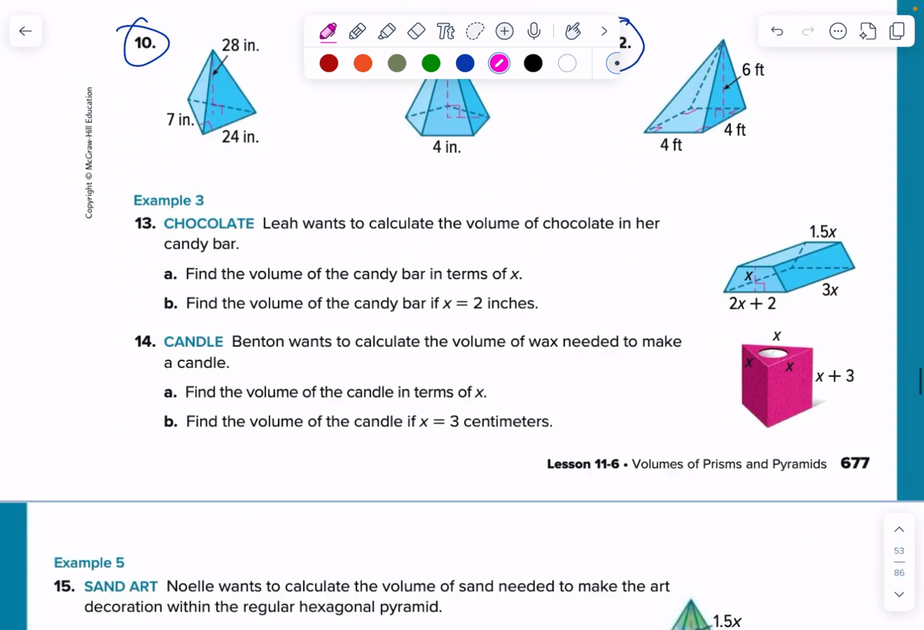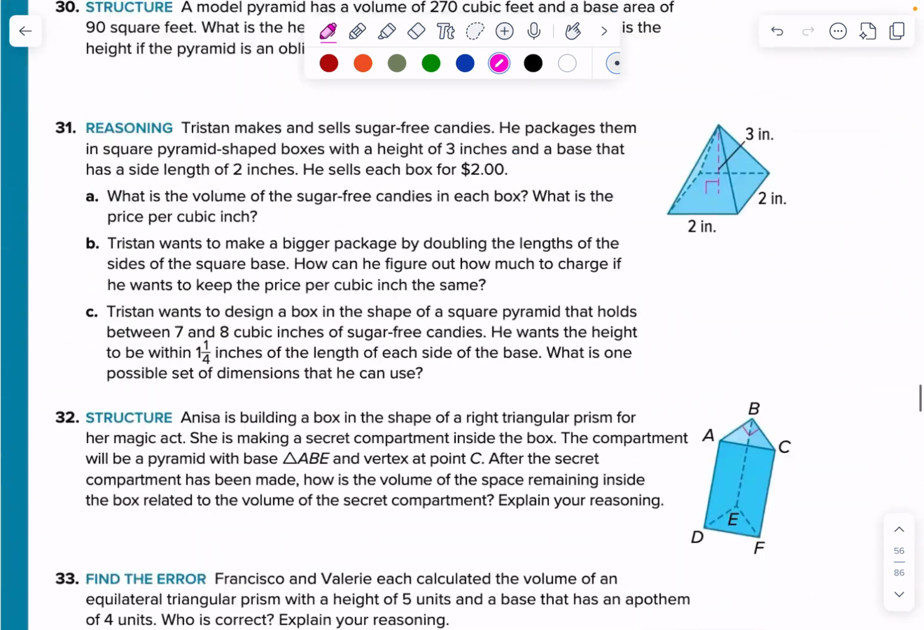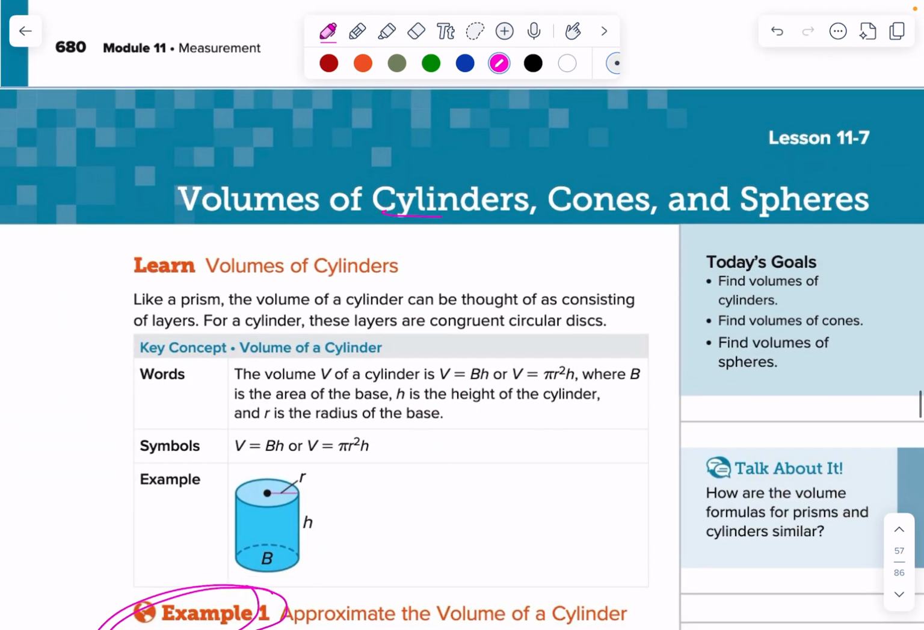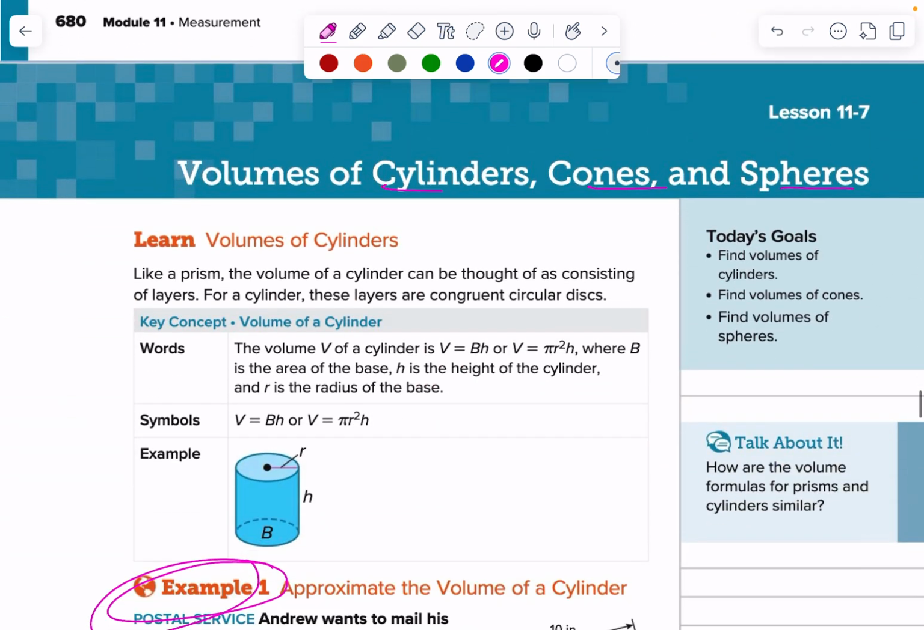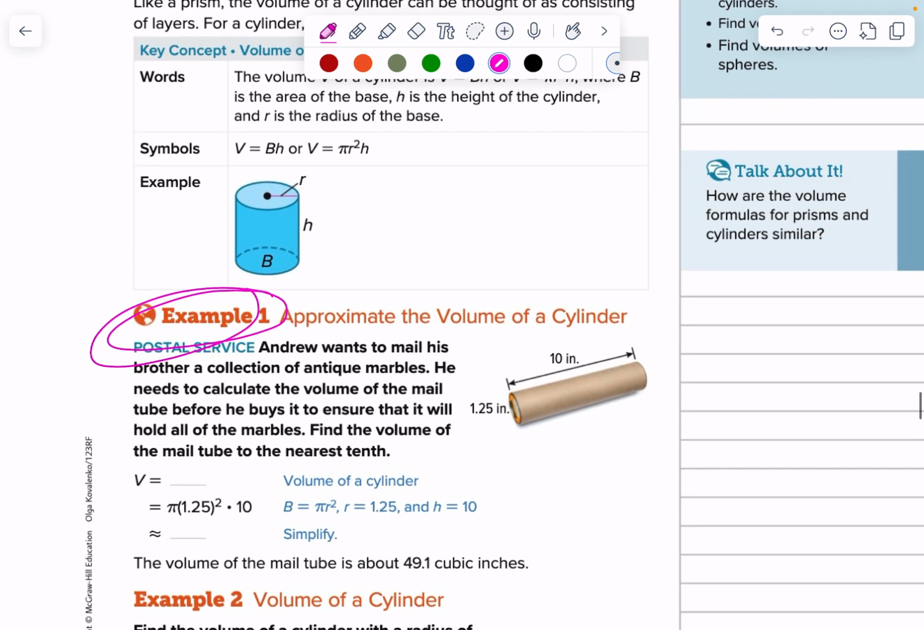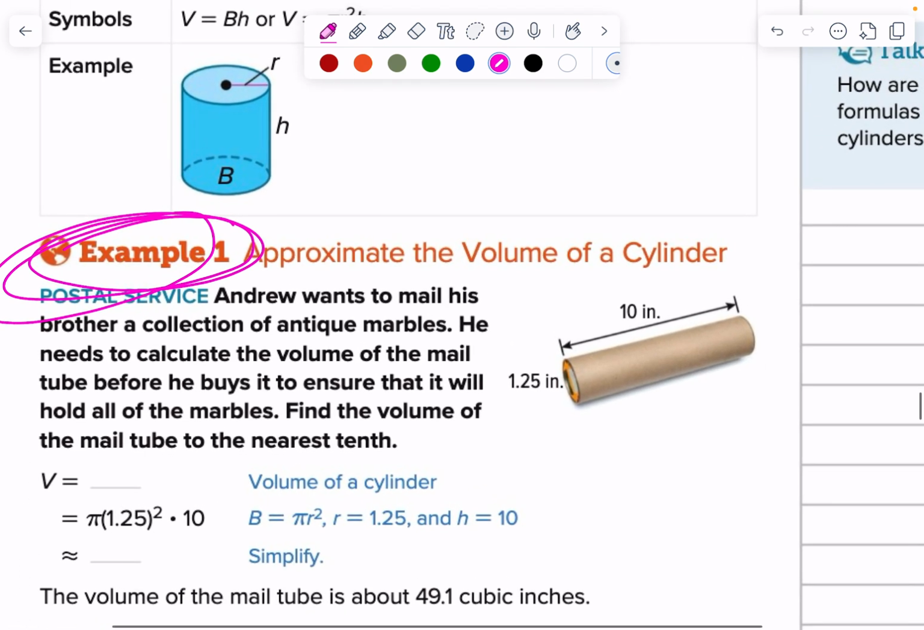11.7 is cylinders, cones, and spheres. Cylinders, cones, spheres. We just talked about this formula, so I'm not going to go over those again, but here is another example. The reason why I circled this example was this. It says, let's see, 1.25.